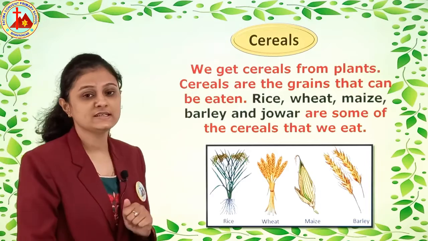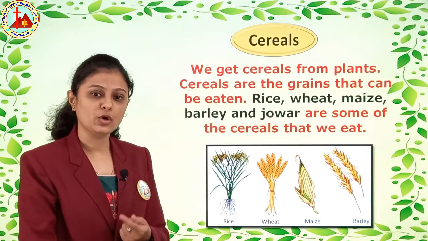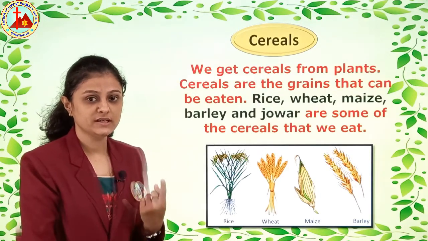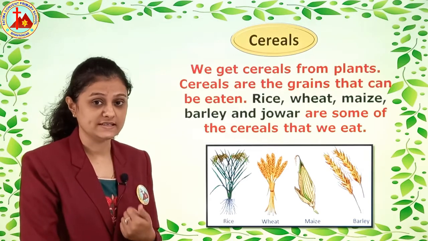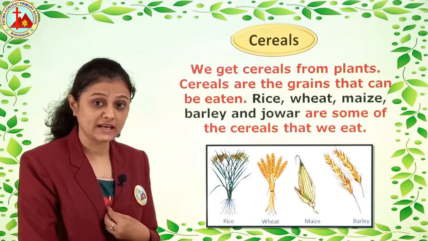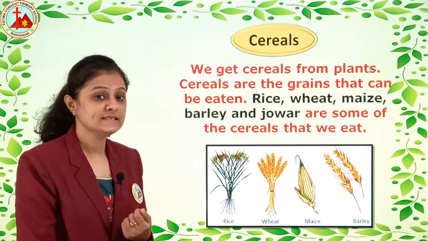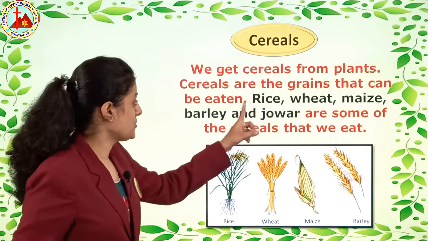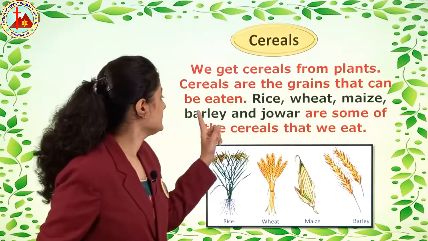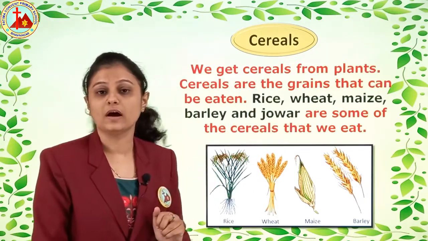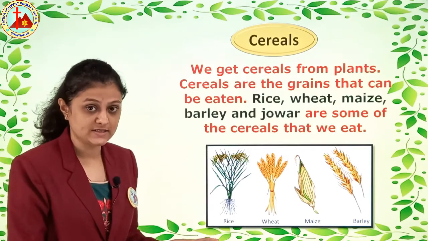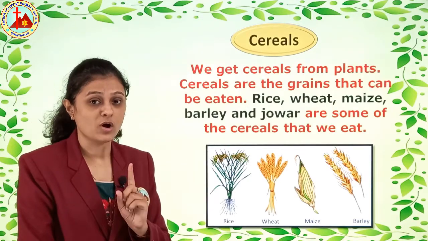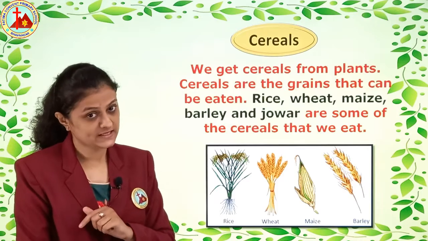Okay, first is cereals. Now do you know what cereals are, children? The grains that we get from plants are called cereals. Yes, the grains that we can eat are known as cereals. You see, rice, wheat, maize, barley and jowar. All these are cereals. These are grains. Okay.